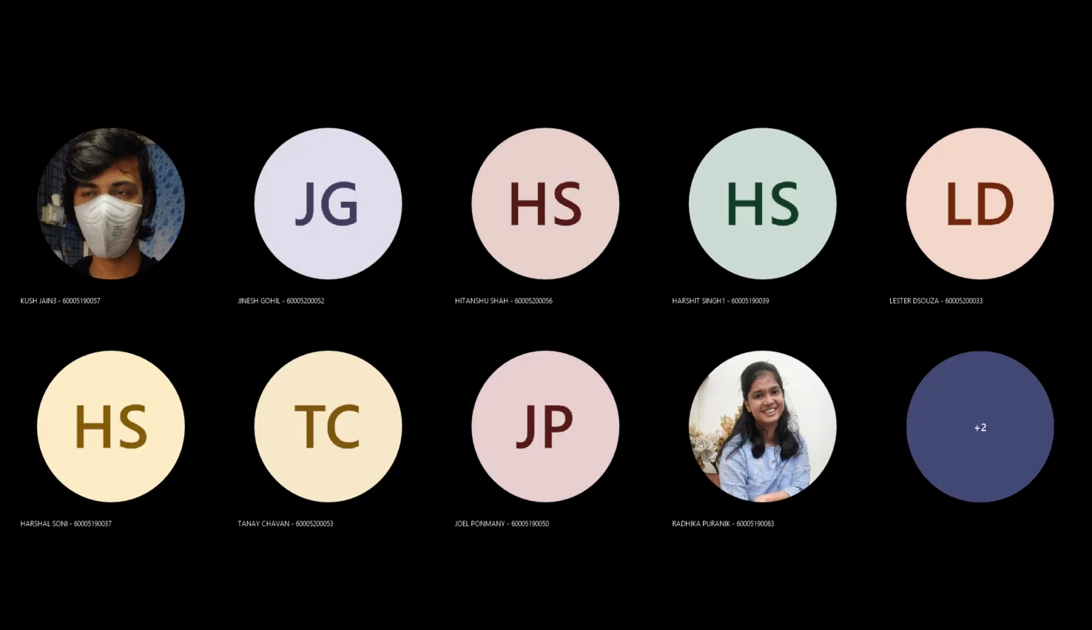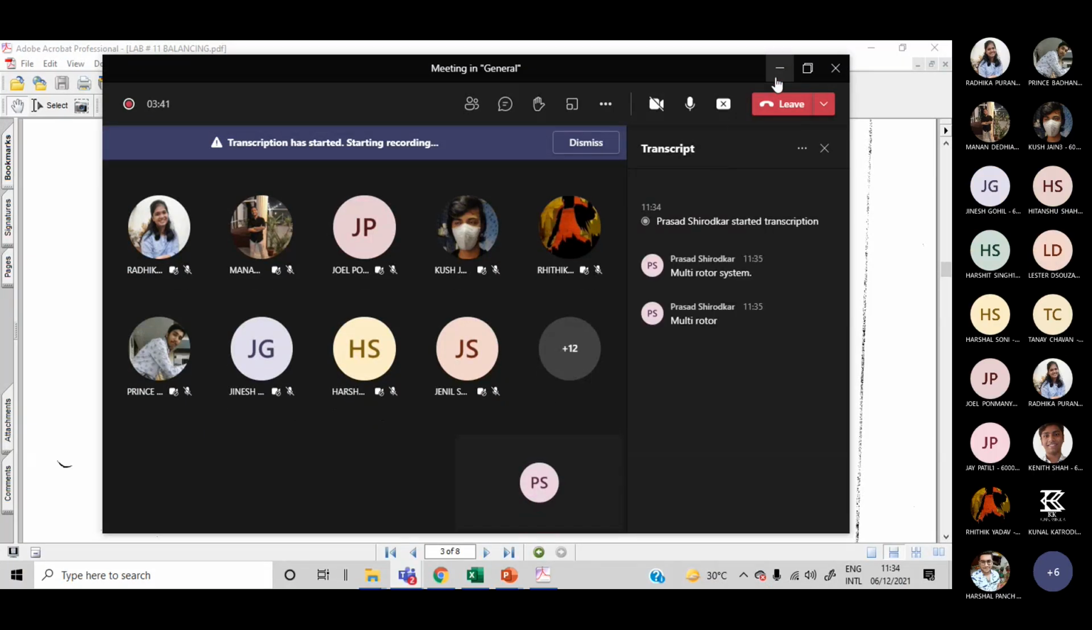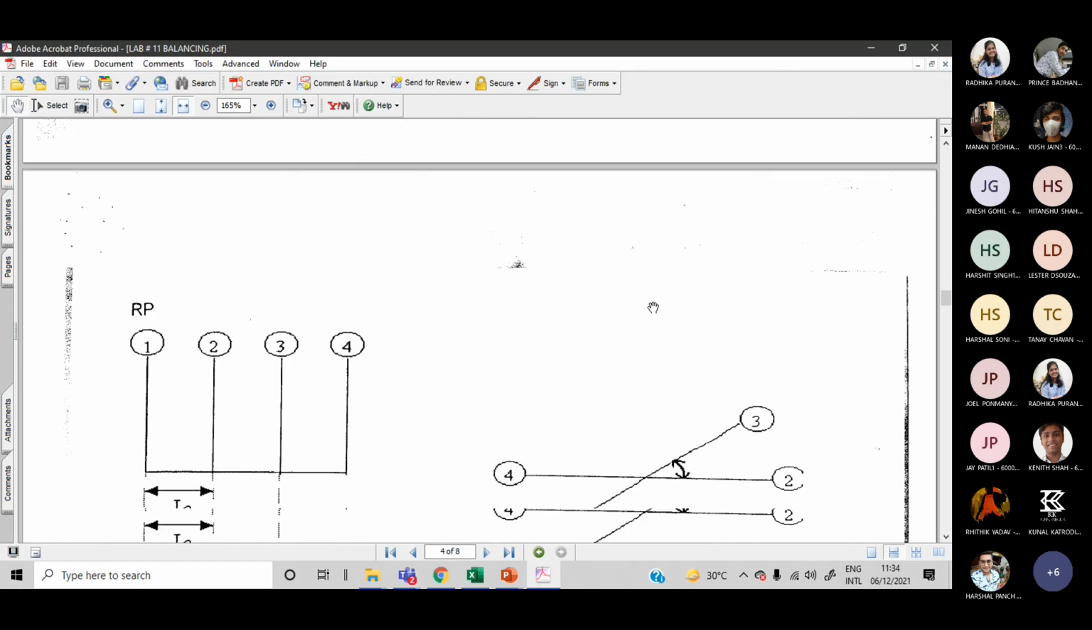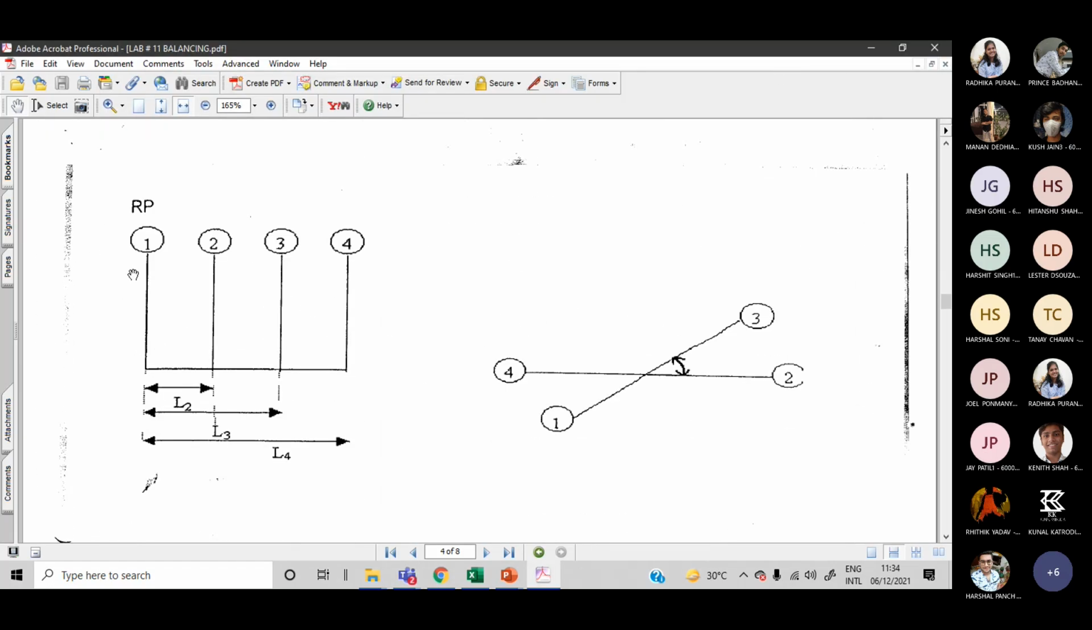A multi-rotor system. So this is a multi-rotor system with 4 rotors. So 4 rotors means 4 masses, and we have to balance this multi-rotor system.